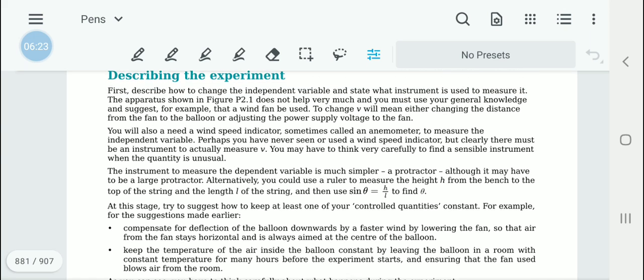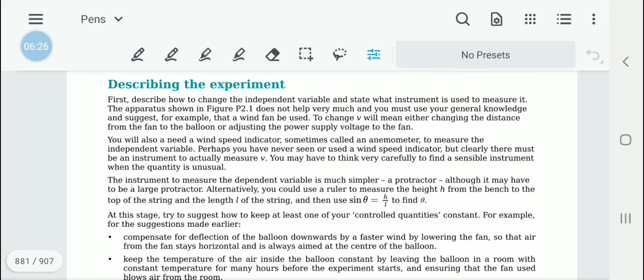Now you know that the independent variable is the thing that we change, that is the speed of the air. So how do you change it, right? You use a fan that has an adjustable power supply. So you adjust the power supply to the fan, and thereby you change its voltage and the rotating speed. So then you can change the speed of the air blow.